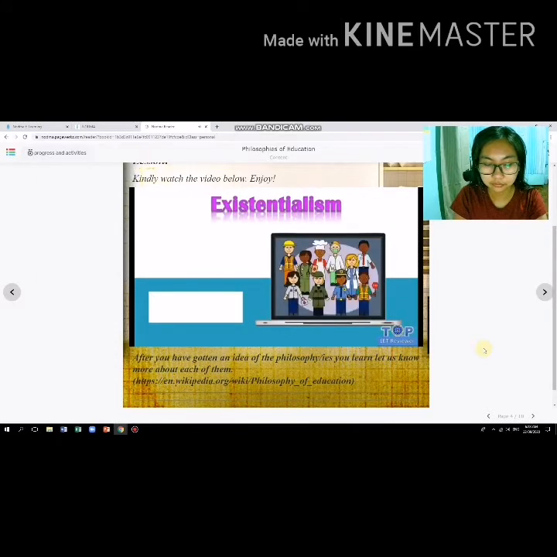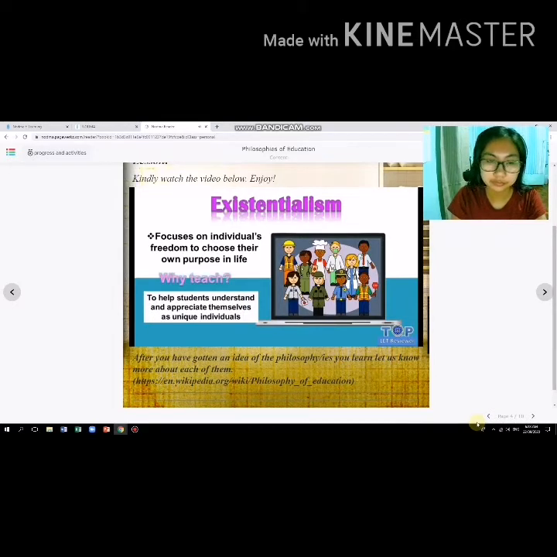Another known philosophy of education is existentialism. Existentialism in education focuses on the individual's freedom to choose their own purpose in life. The main concern of existentialists is to help students understand and appreciate themselves as unique individuals who accept complete responsibility for their thoughts, feelings, and actions.